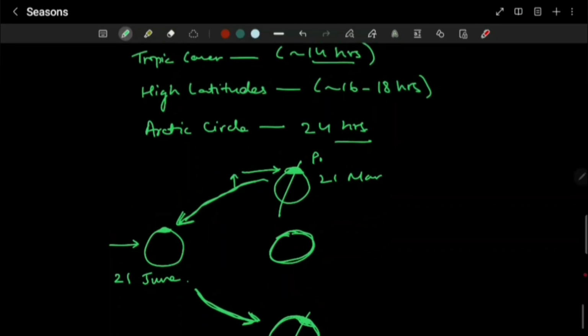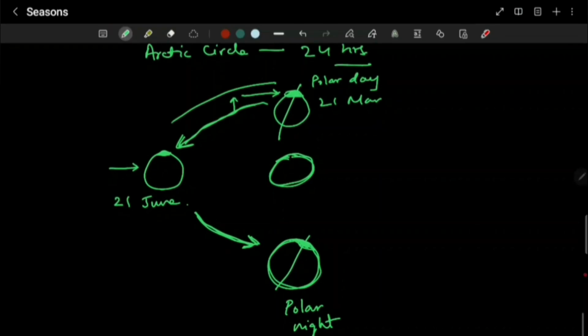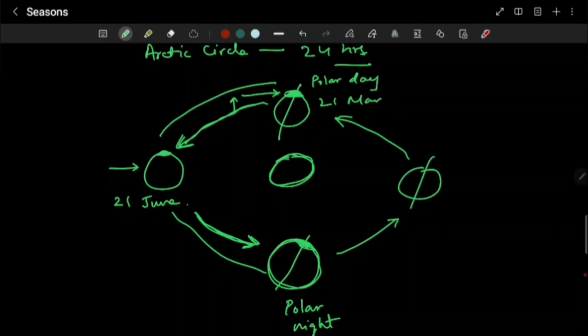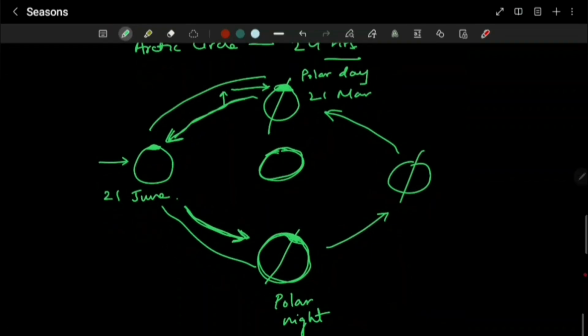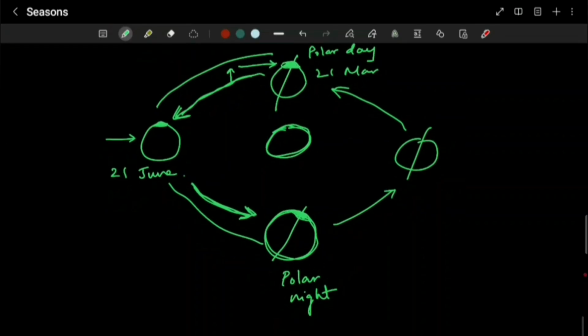Here it was polar day, it started and it stayed till this, and then polar night starts, that will stay till here, and then it will go. Now you understand how the poles are getting affected due to the tilt and the revolution of Earth. I hope you understand.